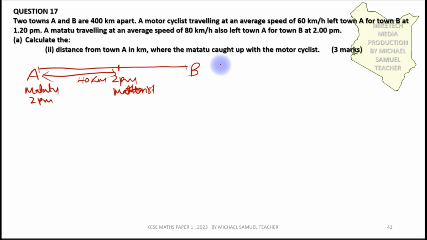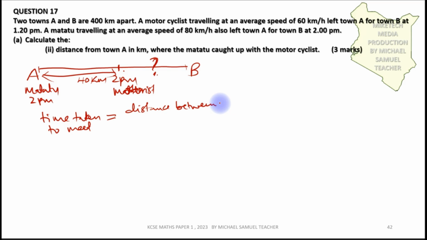So to get the distance from A where the matatu met the motorist, they must be able to meet at a certain point. To get the time taken to meet, we use the distance between them, and also we get the relative speed.